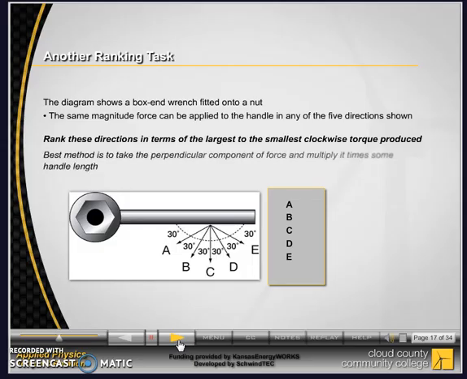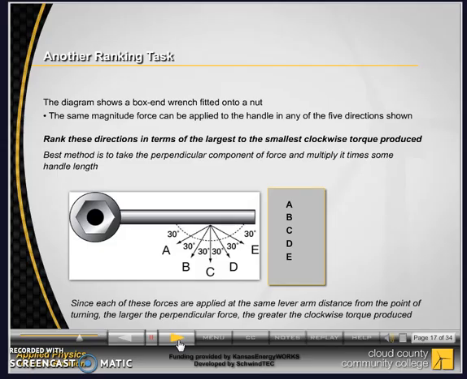Again, the best method to do this problem is to take the perpendicular component of force and multiply it times some handle length. Since each of these forces is applied at the same lever arm distance from the point of turning, the larger the perpendicular force, the greater the clockwise torque that will be produced.